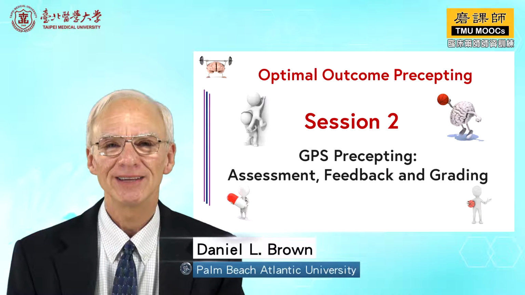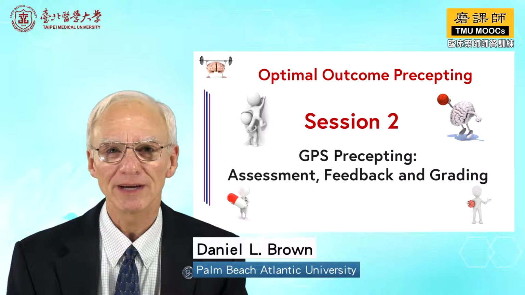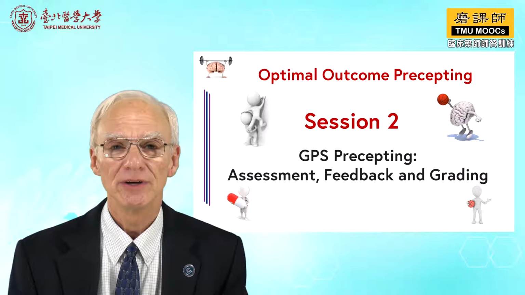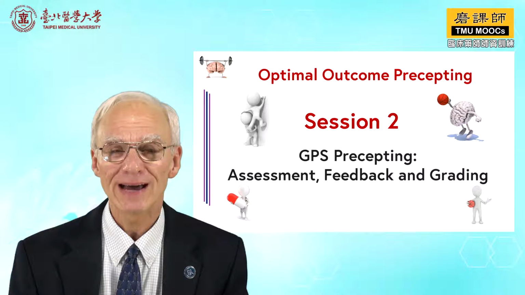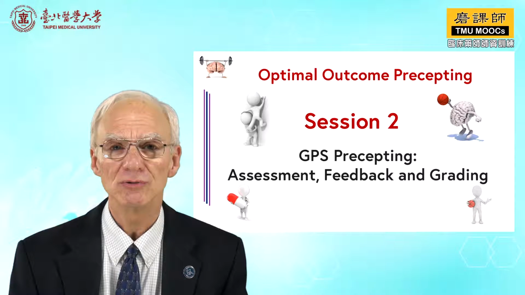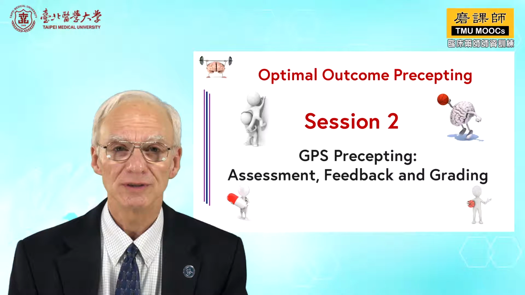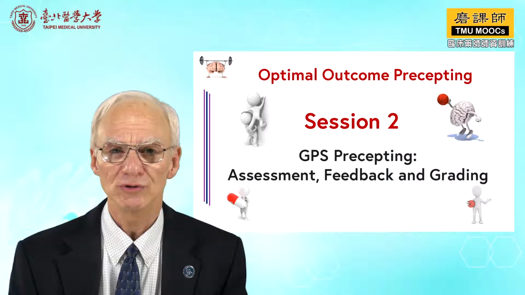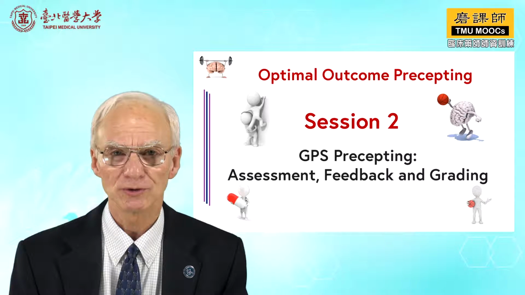This is the second session in the series of optimal outcome precepting, focusing on assessing student performance. The first session addressed the challenges of defining the learning outcomes that students needed to achieve and methods, the actual activities and assignments that would be required of students to achieve those outcomes. This session will focus on evaluating the student achievement of outcomes.